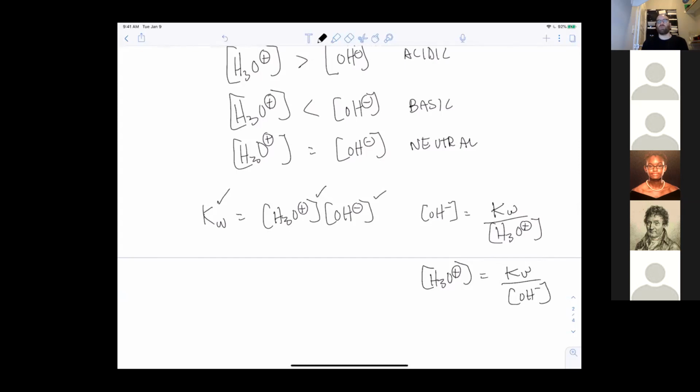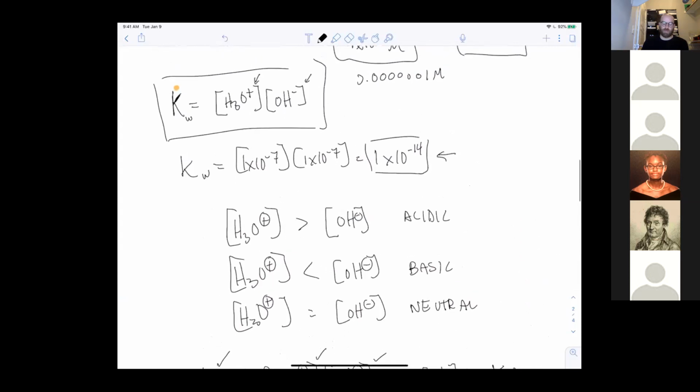So if I increase H3O plus, this gets almost to, it just ties back into what we talked about with equilibria, which is that if I change the concentration of one of these things, like let's say I just dump a whole bunch of hydroxide in a solution, the hydroxide concentration is going to get larger.